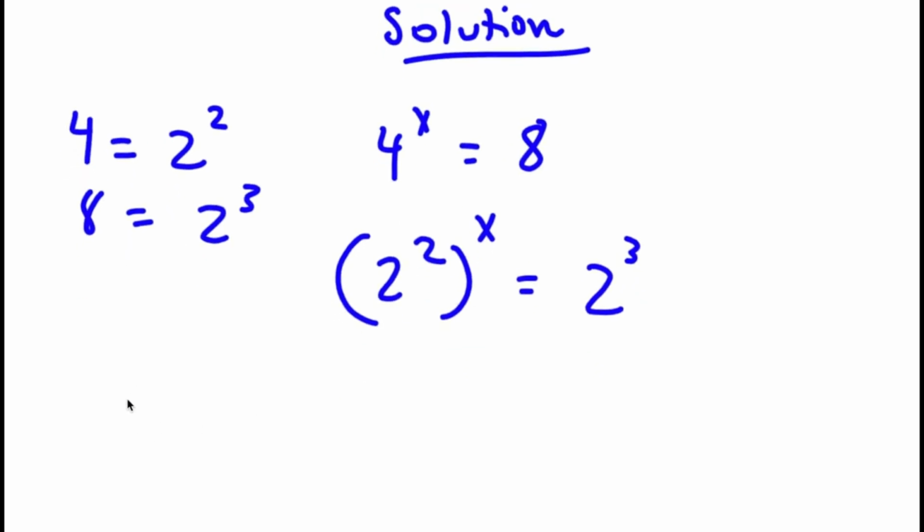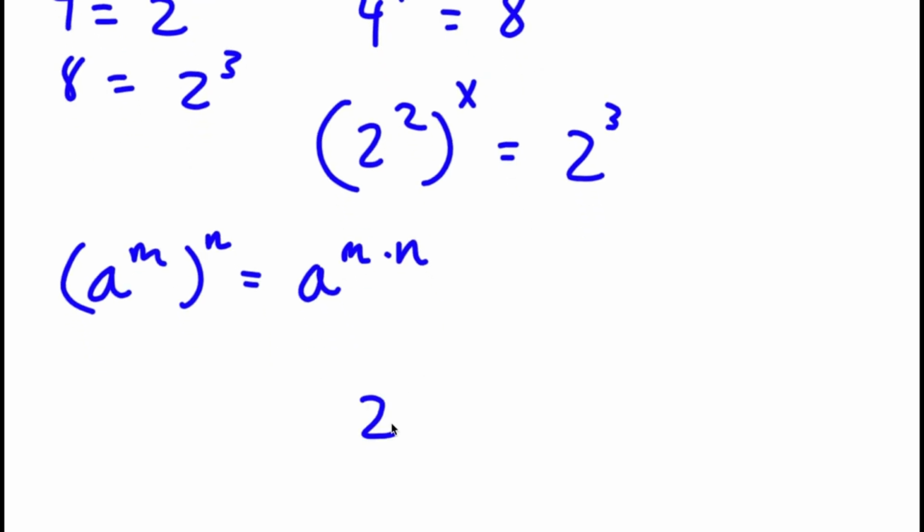Now, if I have something in the form a to the power of m to the power of n, this is simply equal to a to the power of m times n. So (2 to the power of 2) to the power of x, that's going to equal 2 to the power of 2 times x, which is simply 2x, which is equal to 2 to the power of 3.